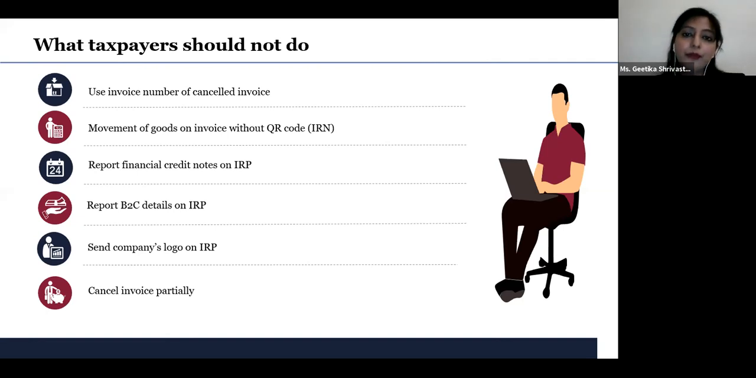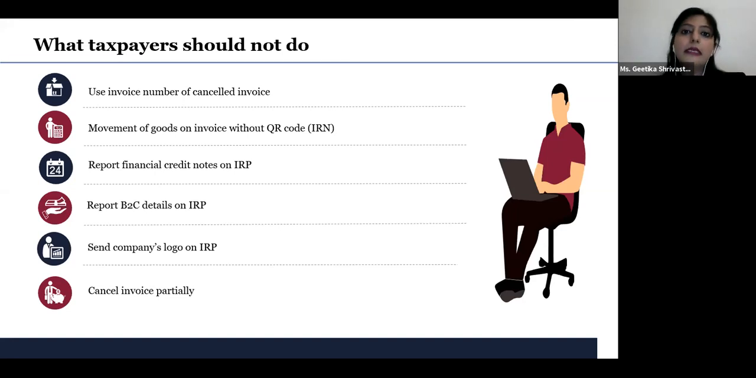The answer is no. There is no need to report your B2C details on the IRP either. You don't have a choice. If you send this detail, there will be a validation check and it will fail. So no need to send the bulky data. The B2C details have to be kept within the ERP, and the QR code has to be generated within the ERP system. And no QR code will be generated for B2C by the IRP.